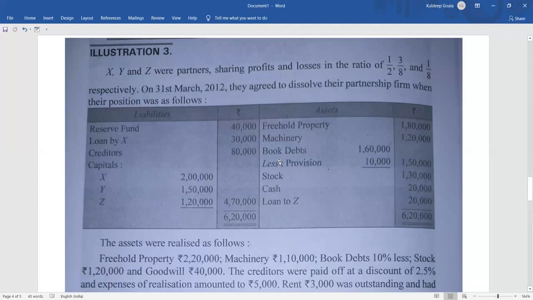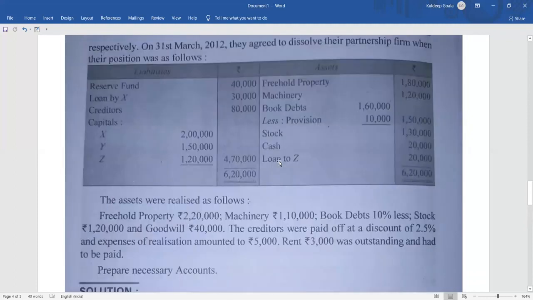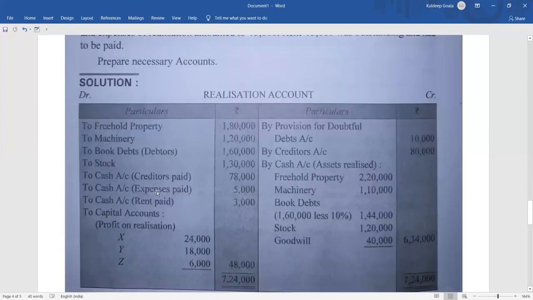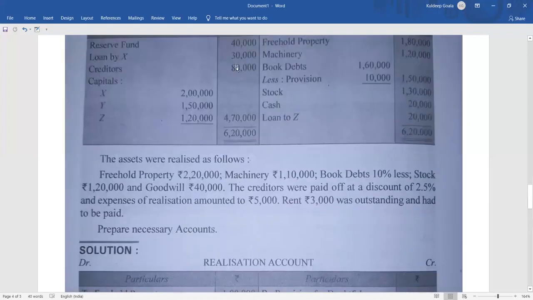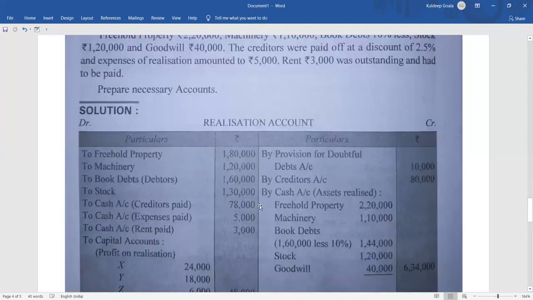So how will the journal entry be? Realization account debit, loss for the firm, realization account debit to cash account, because here it's cash. So realization debit side to cash account, creditors paid 78,000. How come 78,000? 80,000 were the creditors and 2.5% was discount, that is 2,000. So 80,000 minus 2,000, it is coming 78,000.